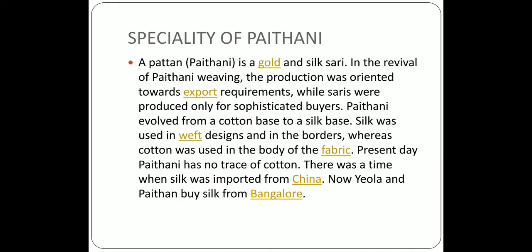So the speciality of Pethani is the gold and silk zari. Gold and silk zari thread is used in manufacturing the sari. It is the most special element of the Pethani sari. In the revival of Pethani weaving, the production was oriented towards export requirements, while saris were produced only for sophisticated buyers. Pethani evolved from a cotton base to a silk base.